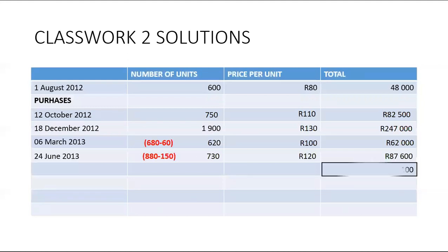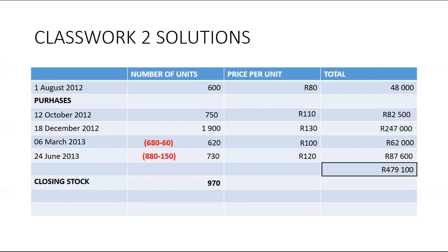My focus will be on the 6th of March. Do you realize that we are only left with 620? It's because 60 of those were returned, okay? Same with the 24th of June purchases. 150 of those were returned. That's why we minus them for us to calculate our purchases.